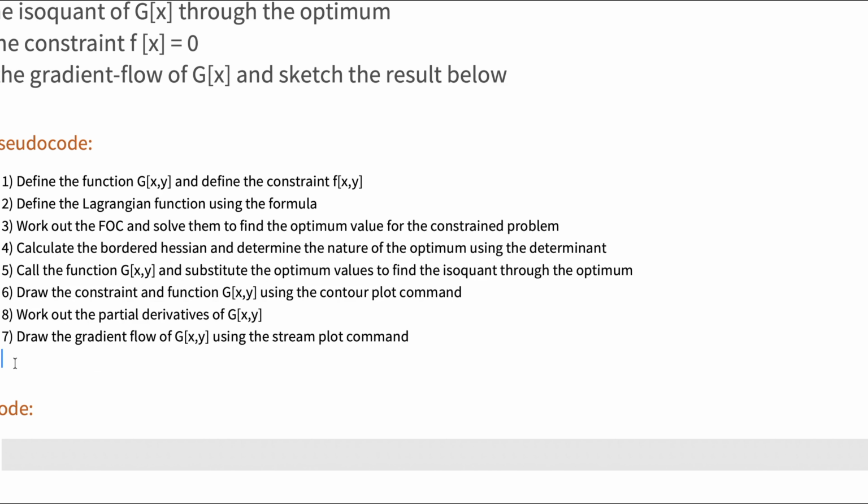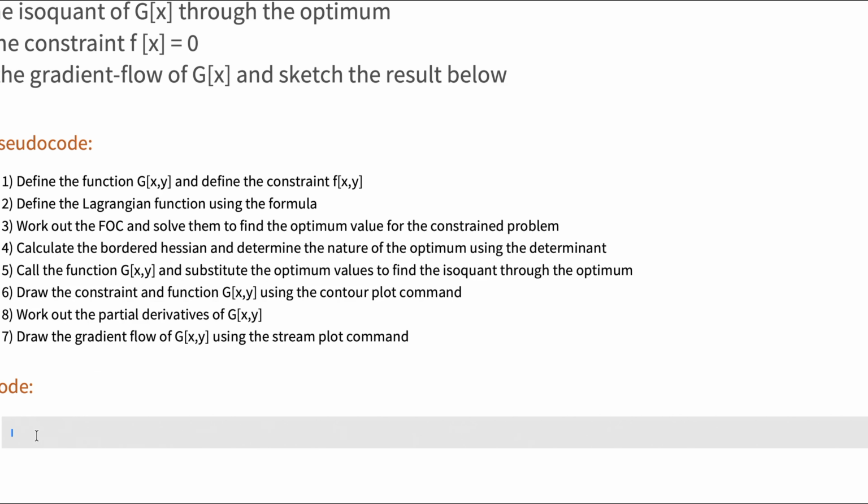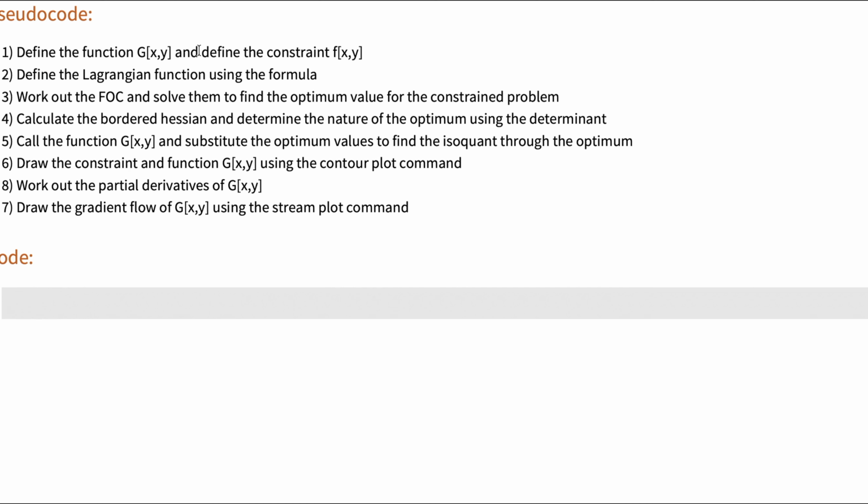If we now go on to coding this, we define the function g of x, y and define the constraint. In order to do that, we have g of x, comma y, where x and y are variables, equal to x multiplied by y. And then the constraint is f, which is a function of x and y, equal to b minus x minus p multiplied by y.